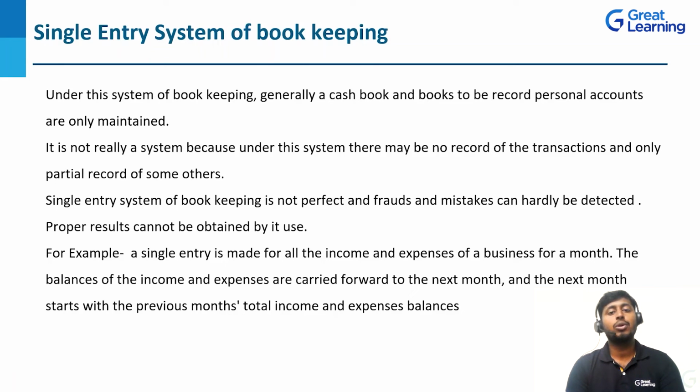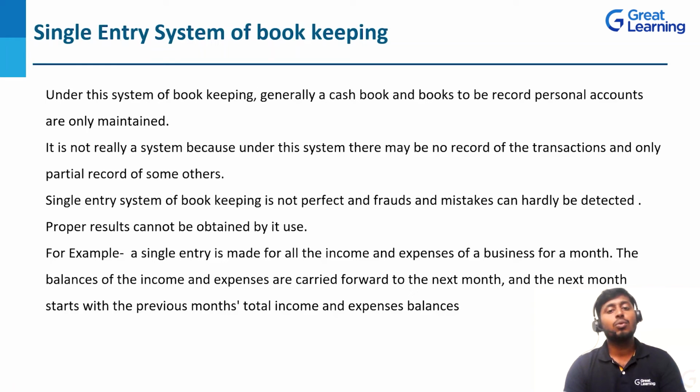So that profit, what they are going to do, they are going to carry forward to the next month. That is, for the February month, they are going to carry forward that 10,000 profit. And the next month starts with the previous month's total income and expenses balance. So whatever the previous month's balance is, that is the January month, they are going to start with the same balances. That is the single entry system of bookkeeping.